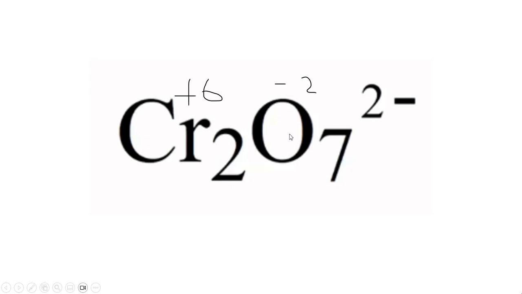We've got the dichromate ion. We look at the total charge, so it should add up to 2 minus. Oxygen always has to be -2, so we put -2 there. -2 times 7 is -14, and I need it to add up to 2 minus, so the chromium total must be +12, because +12 minus 14 is -2. If this is +12 and there are 2 chromiums, that means 1 chromium would be +6.